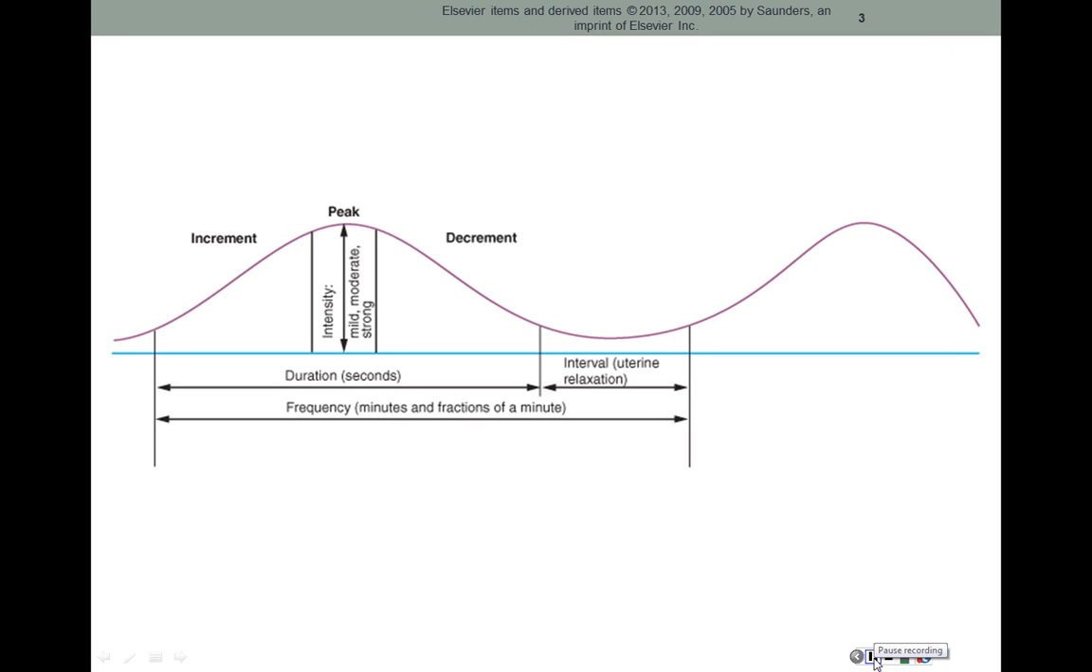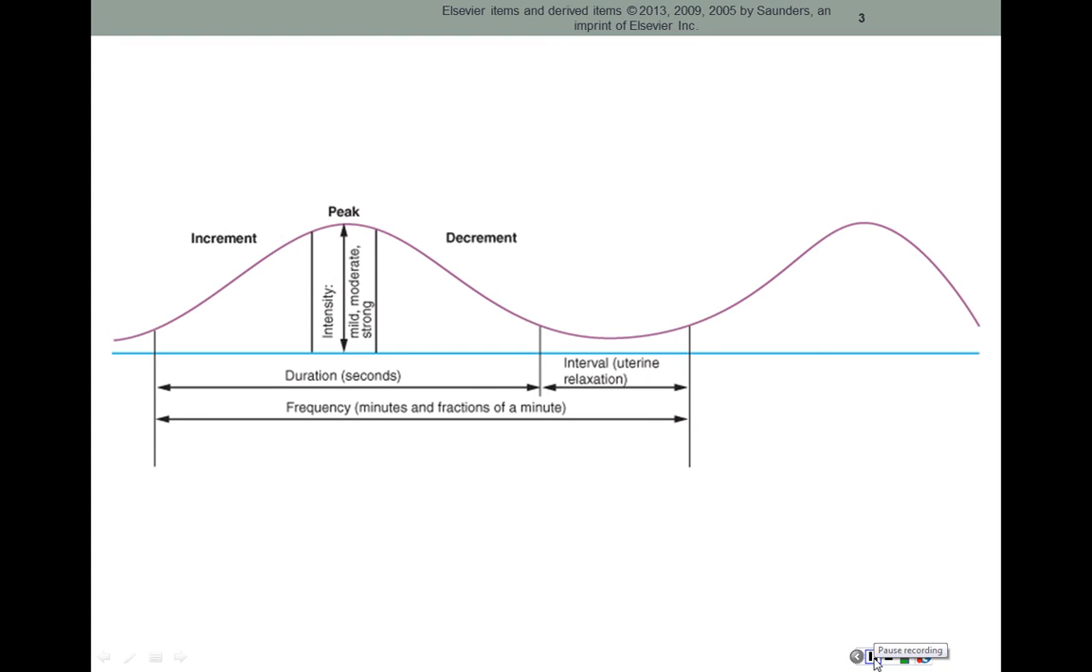So as you can see, there are three parts or three phases to each contraction. We have an increment that occurs when the contraction begins. We have a peak or an acme, and this is where the contraction is the strongest. And then we have a decrement, which is when the contraction is decreasing in intensity.